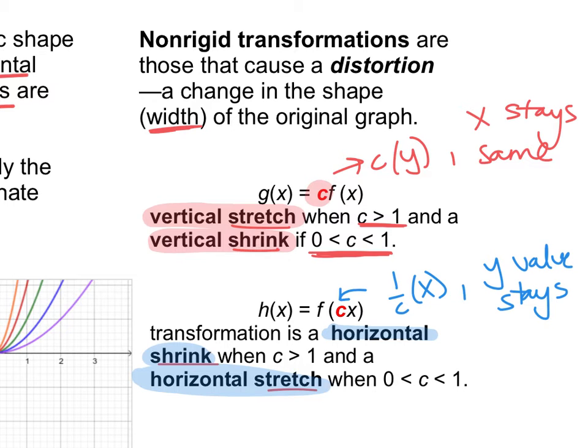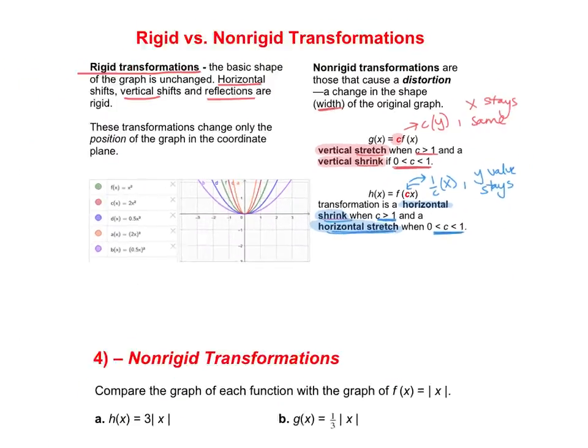So when that C value is bigger than 1, you're actually multiplying by a fraction, right? Because remember, we said it's going to be the opposite. So when it's greater than 1, we're shrinking because we're going to multiply by a fraction or divide. And then when it's in between 0 and 1, we're multiplying by a number that's greater than 1. And so we are going to stretch it out. So there's the rules technically for what we did in those examples called non-rigid transformations.